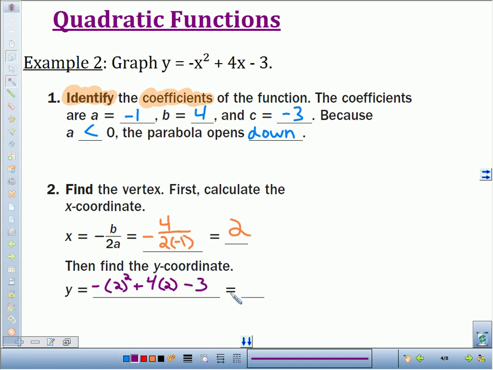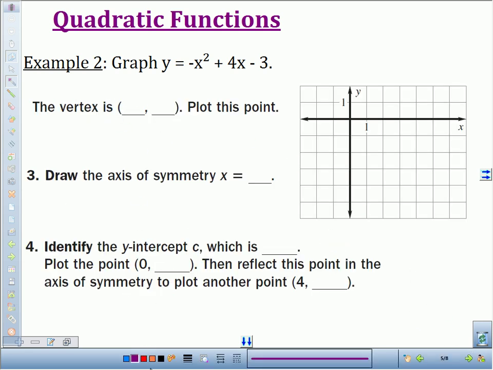Now again, if I type this into my calculator, or I work it out, 2 squared is 4, so I have negative 4, plus 4 times 2 is 8, so negative 4 plus 8 is positive 4. Positive 4 minus 3 is 1. So I've calculated my vertex now is the point 2, 1. And that's what it is. So I'm going to plot it here, 2, 1. I'm going to plot this point.